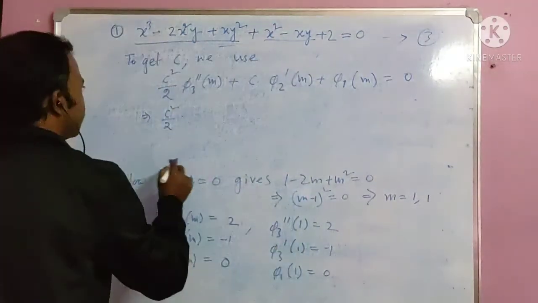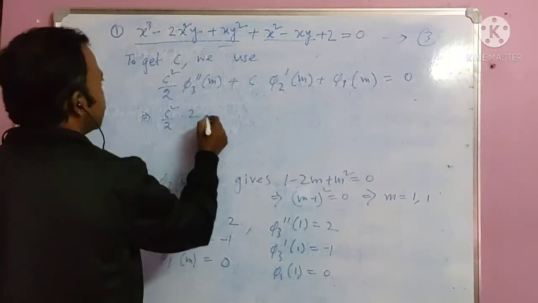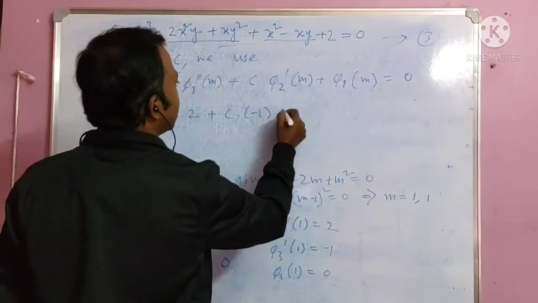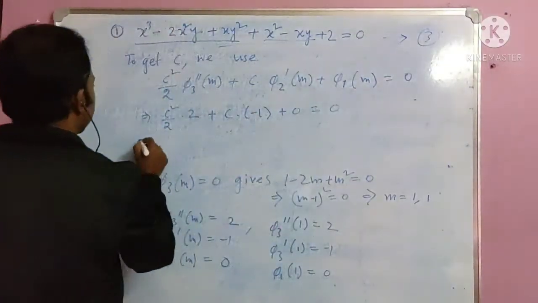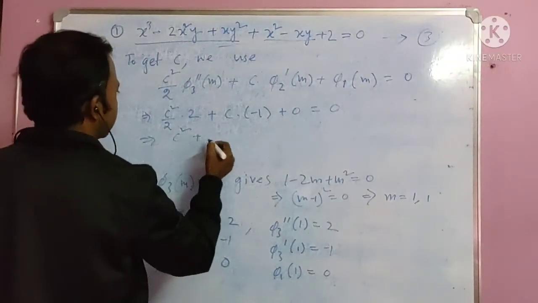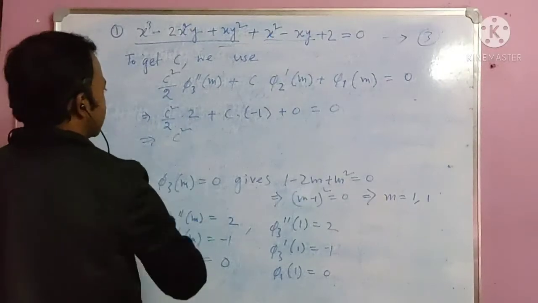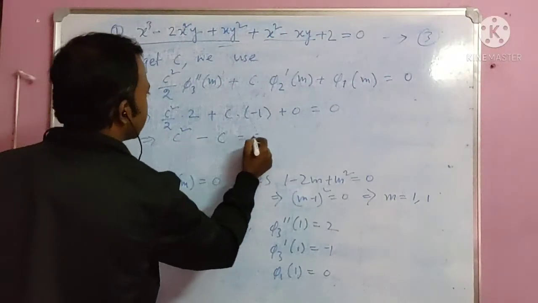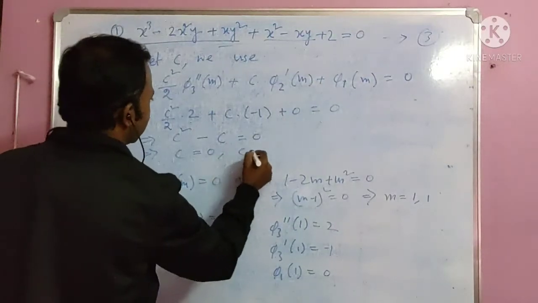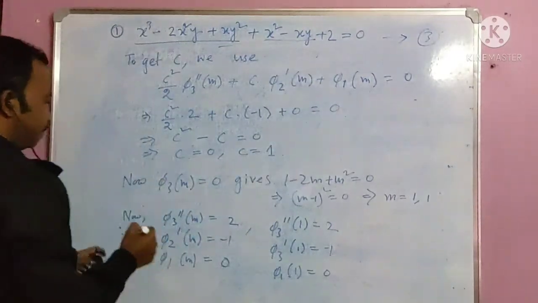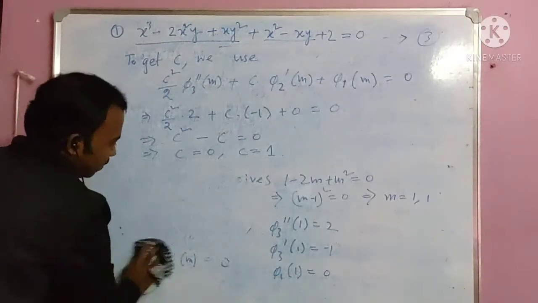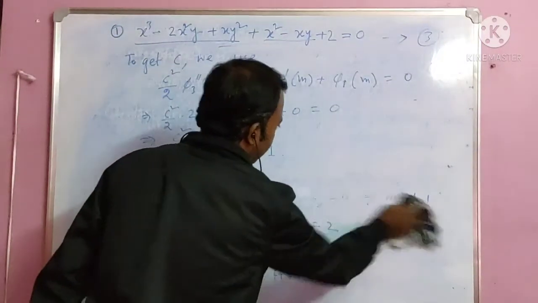And now put this value here. C square by 2 into 2 plus C into minus 1 plus 0 is equal to 0. Okay, C square minus C equals to 0. This gives C equals to 0, C equals to 1. And for these C values, m is 1.